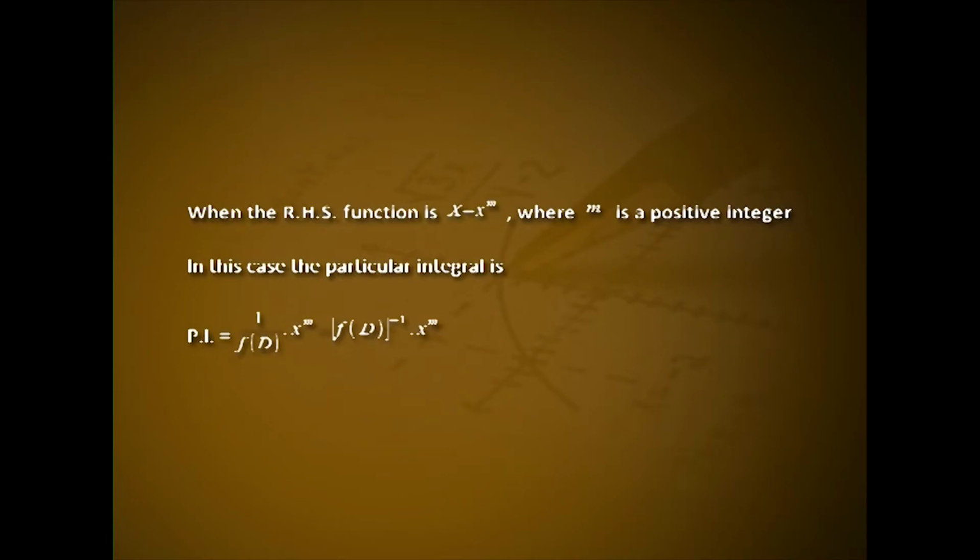When the right hand side function X is equal to x raised to m, where m is a positive integer. In this case, the particular integral PI is equal to 1 by f of D of x raised to m, which is equal to f of D all raised to minus 1 of x raised to m. Now expand f of D all raised to minus 1 using binomial theorem up to the term D raised to m and operate on x raised to m term by term. For all higher derivatives, that is D raised to m plus 1, D raised to m plus 2, etc., x raised to m will be 0.